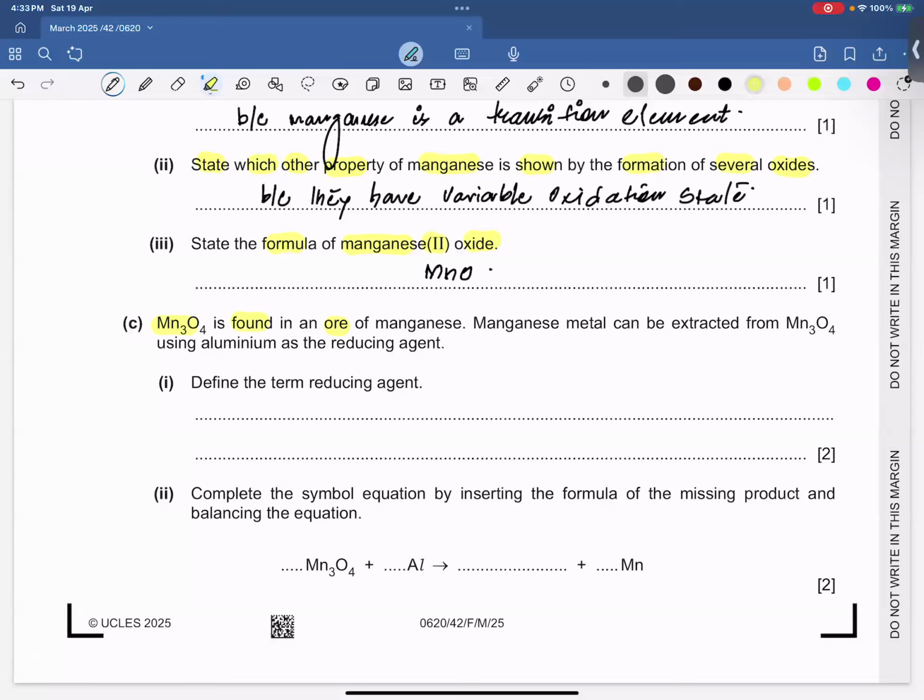Mn3O4 is found in an ore of manganese. Manganese metal can be extracted from this ore using aluminum as the reducing agent. Define the term reducing agent. We have discussed reducing agent in the class.